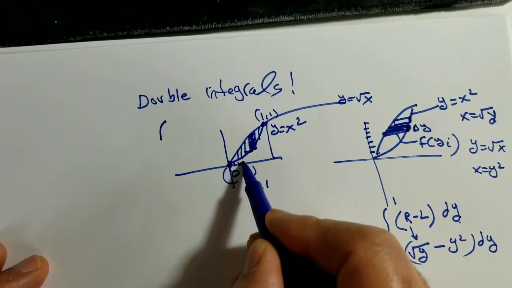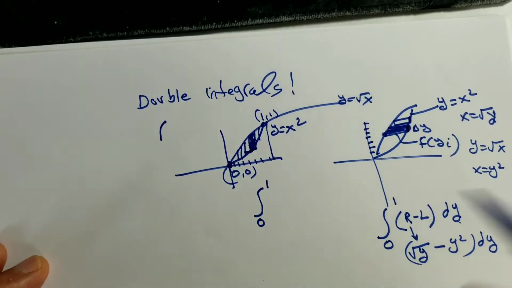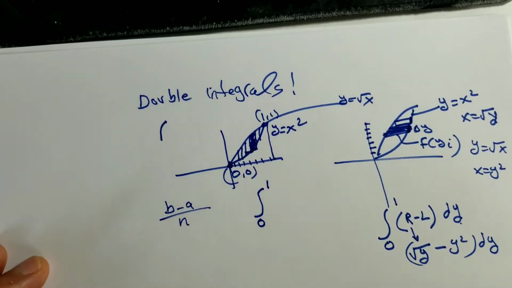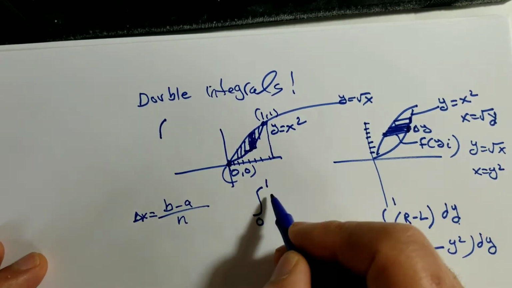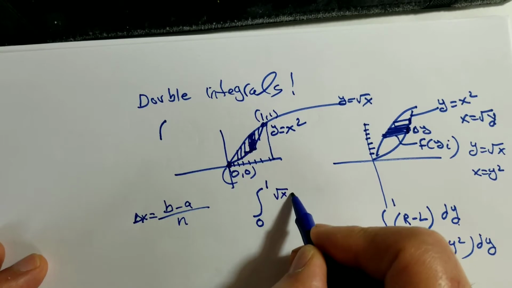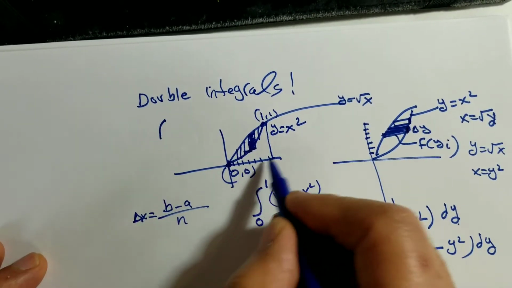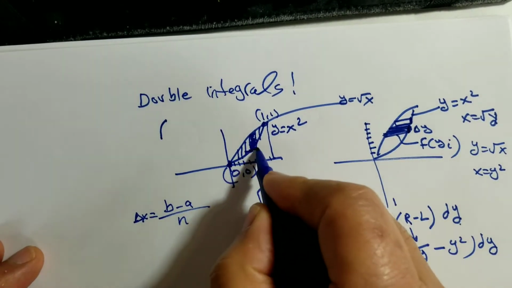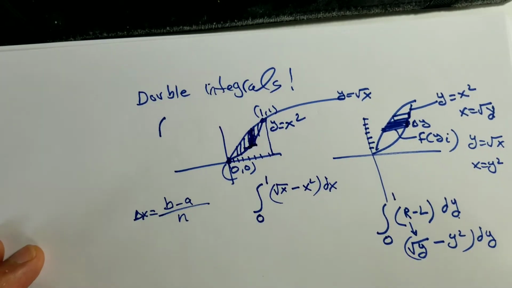But here, these are your delta x. Your x is going to be fixed. You divided your b minus a into so many rectangles, and this is nothing except your delta x. Therefore, here you said top function, which is the square root of x, minus the bottom function, which is x squared. And because you made your x fixed, you said, okay, we're going to do it delta x times f of x. And that's how we did it.